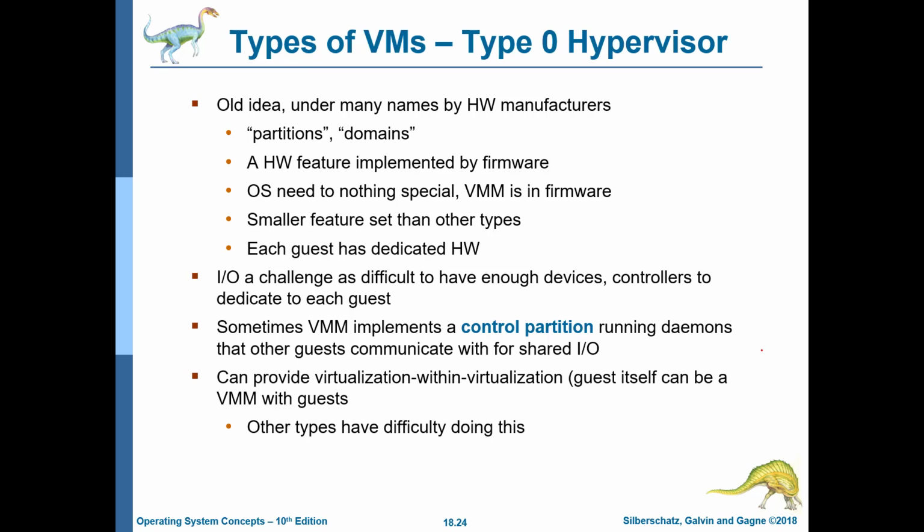So a type 0 hypervisor, as we have looked at, is an old idea. So this is probably the oldest in its class. They are also called partitions and domains, and this is a hardware feature which is implemented in firmware. And the OS will run as is, but all the management of the virtual machine is done in firmware. Not a lot of features are provided, and it is also hard to add new features, primarily because we are not relying on a software layer, but we have a firmware layer. IO is a challenge. It is difficult to have a lot of devices or controllers for each guest.